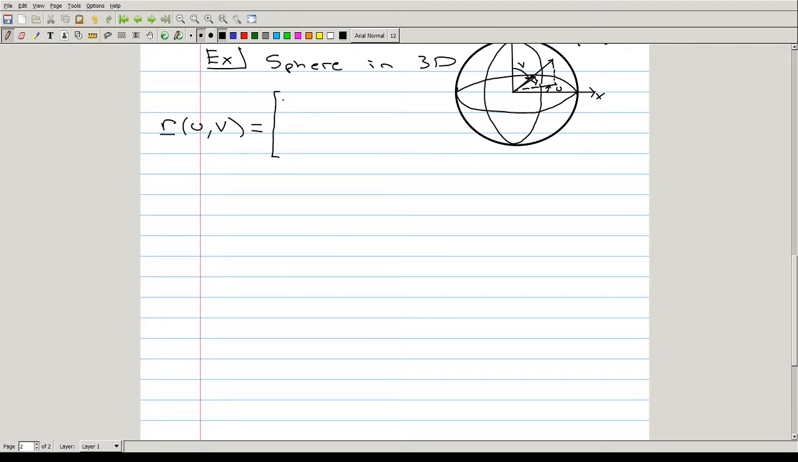But when you go through and do the trigonometry for how the x, y, and z coordinates depend on these angles, essentially the formula that you come up with is that x is equal to r cosine of u sine of v, y is r sine of u sine of v, and z is r cosine of v. And this is in the range for u and v, u between 0 and 2 pi, and v between 0 and pi.